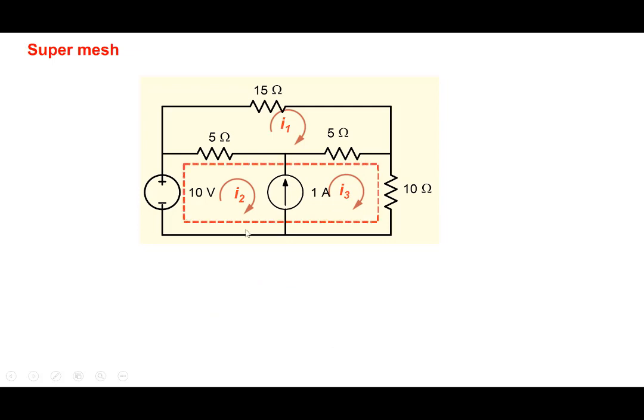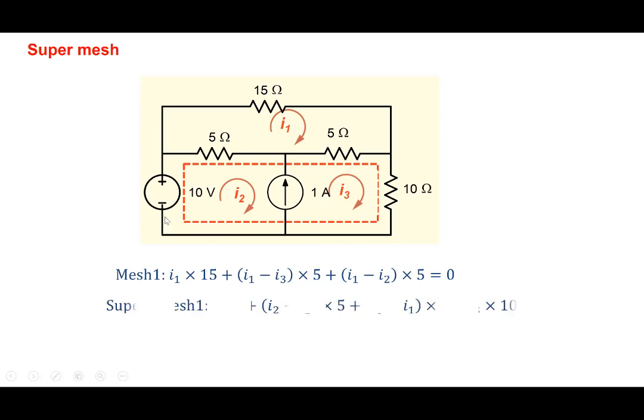And the way to solve it is again a similar method to the supernode. Here we call it super mesh. So we combine mesh number 2 and mesh number 3 into one single mesh. And because it's a combination of two meshes, we call it a super mesh. And we write down KVL for the super mesh. So for the first mesh, we write down the equation as it is, I1 into 15, I1 minus I3 into 5, and all that, the same way we write it. For the next case, we write it for a super mesh like this here.